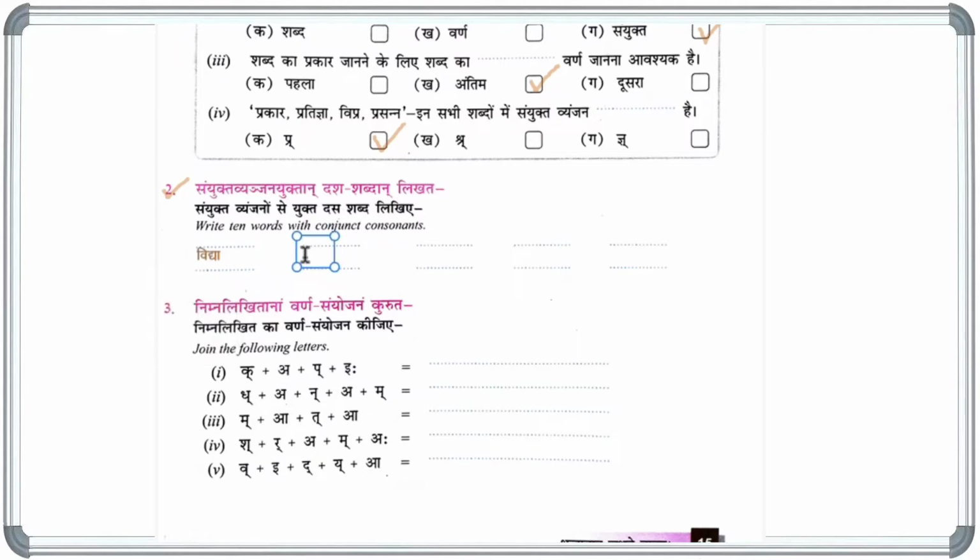And the second word, pustakam. Pustakam is book. The next word, our subject, Sanskritam, which has a samyukta vyanjana letter. And the fourth word, Vrikshaha, which is a tree. It has a samyukta vyanjana letter. And the fifth word, Jnanam, which is knowledge. And the next word, Putraha, son.